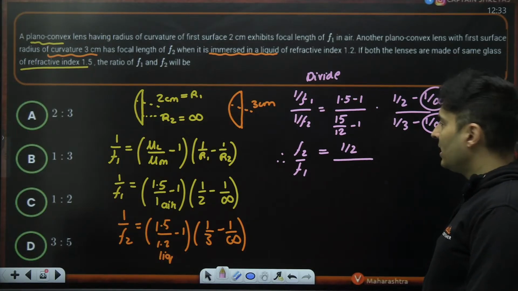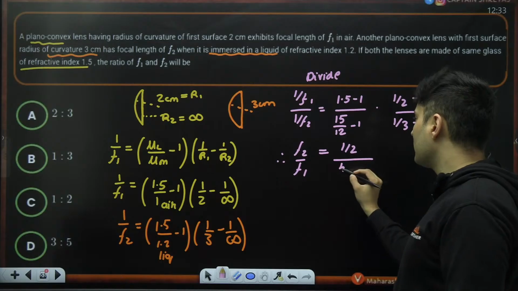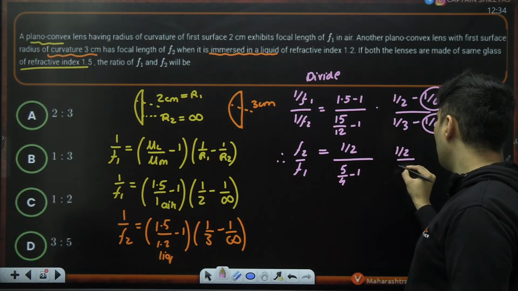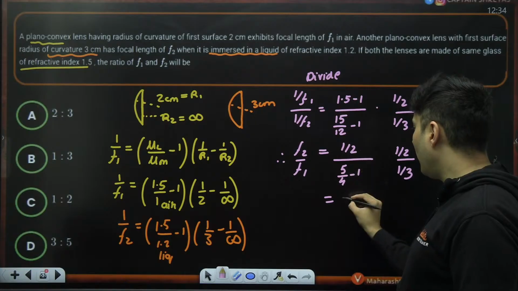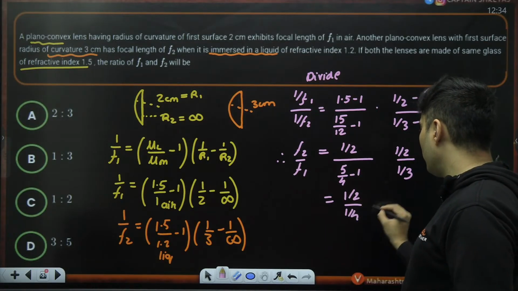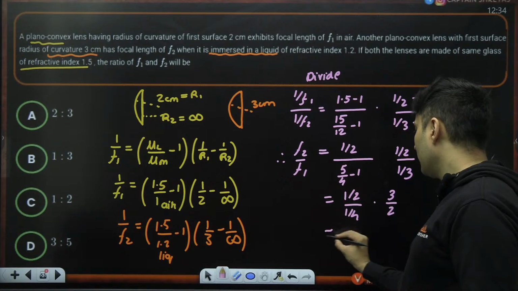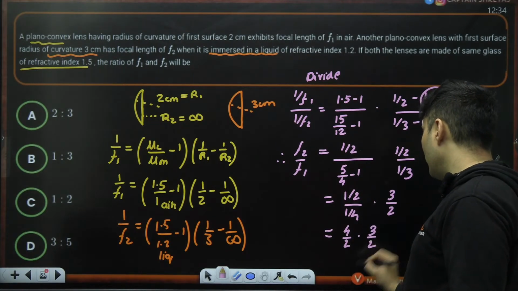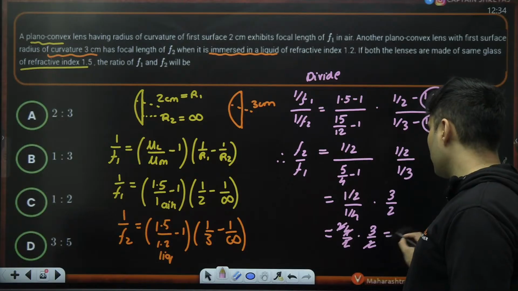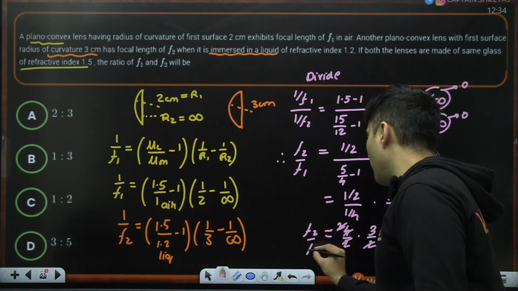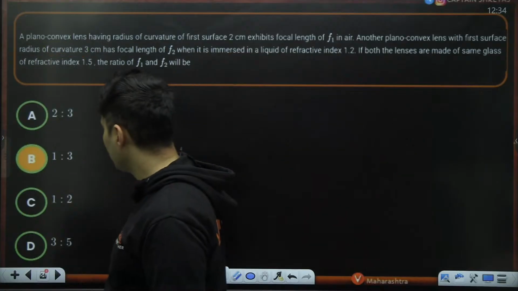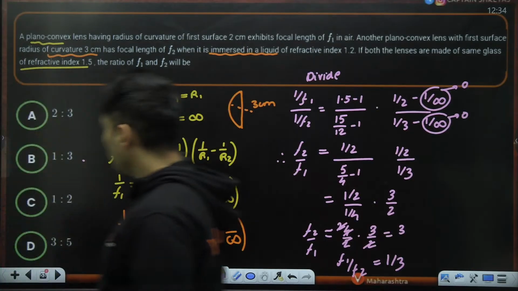15 goes with 3 5 times, 12 goes with 3 4 times. So technically this is 5 by 4 minus 1. This will be 1 by 2 by 1 by 3. So half is there, and 5 by 4 minus 1 is nothing but 1 by 4, and this will be 3 by 2. Again, 4 goes on the top, 2 comes below, 3 by 2 will come over here. This 2 and this 2 will cancel, and this 2 and this 2 will cancel. So this will become 3. So this is nothing but f2 by f1. So f1 by f2 will be 1 by 3. So then it will be option B, which is correct.